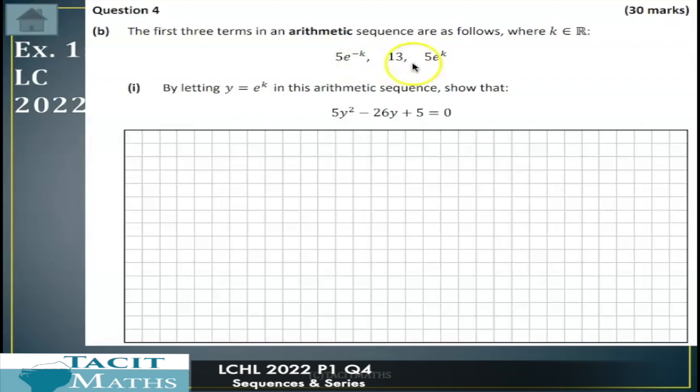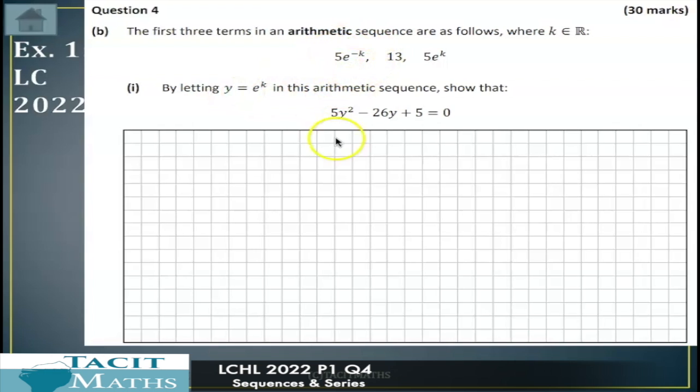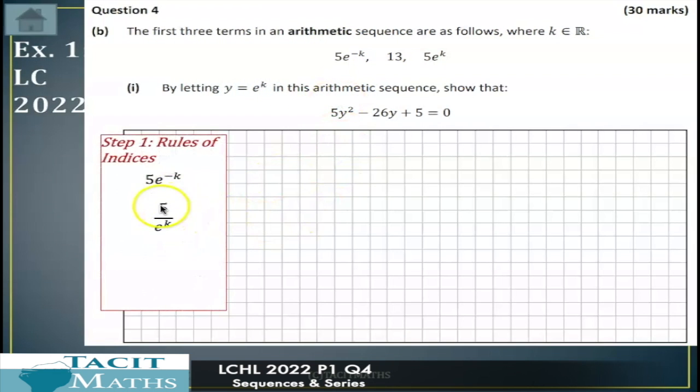When you're dealing with exponentials or indices or anything complicated like that, sometimes it's good to take the complicated thing and substitute in y or x or a or b or anything like that. So instead of having 5e to the power k, you could just have 5y. 13 stays the same. Now the problem is with this 5e to the power minus k, which doesn't say anything about y. But if you know your rules of indices, you will know that 5e to the power minus k is the same as 5 over e to the power of k. That's how we deal with that.